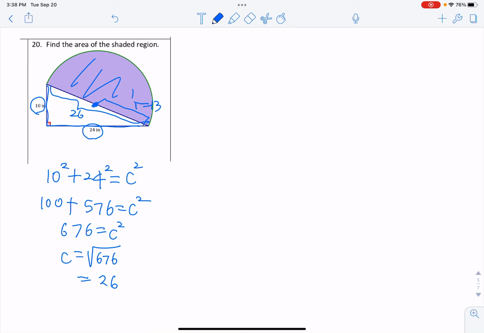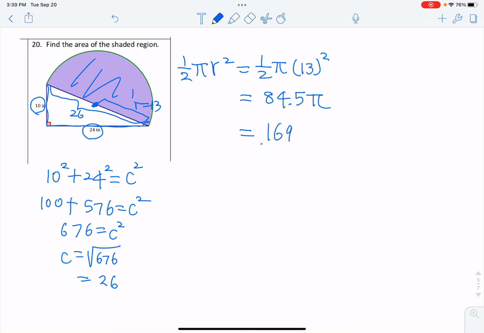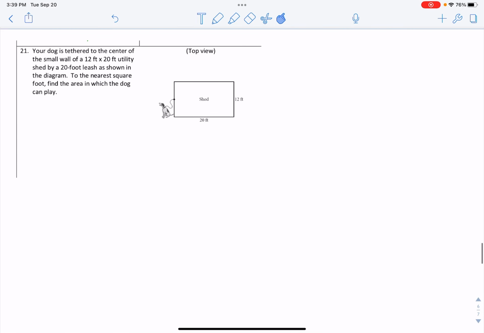So for the semicircle, the area of the circle will be pi r squared, but we need only half of that. So half of pi times 13 squared will be 84.5 pi. I will express it exactly as 169 over 2 pi inches squared. That's what I do. And then we can go to this one.